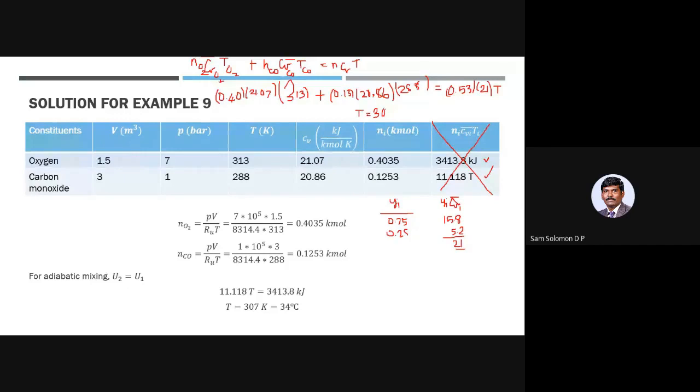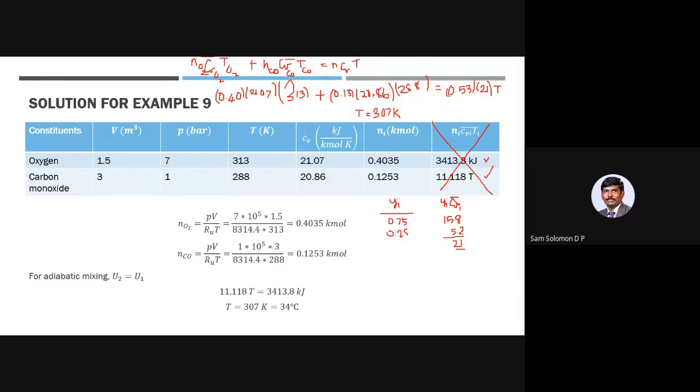So I was just framing the table from the values that were given in the book. So I have wrongly conceived this column. Sorry about that. So this should have been U1 and U2. U1 comprises both oxygen and carbon monoxide, and U2 comprises the mixture of oxygen and carbon monoxide together. U1 is oxygen alone and carbon monoxide alone added together.